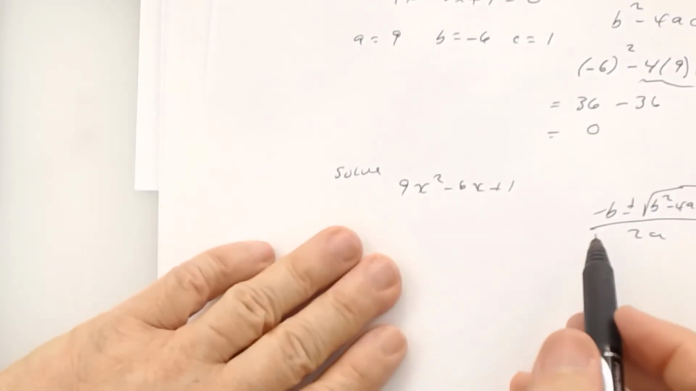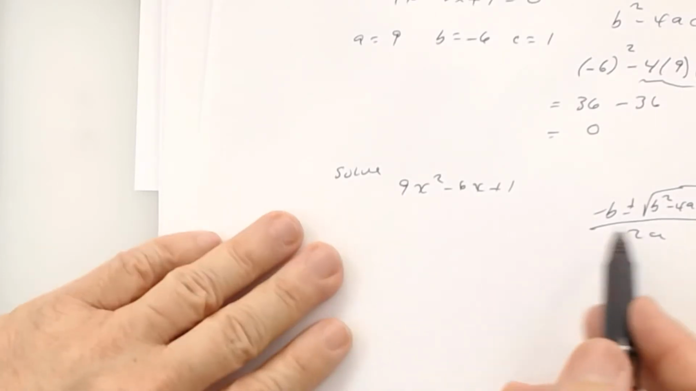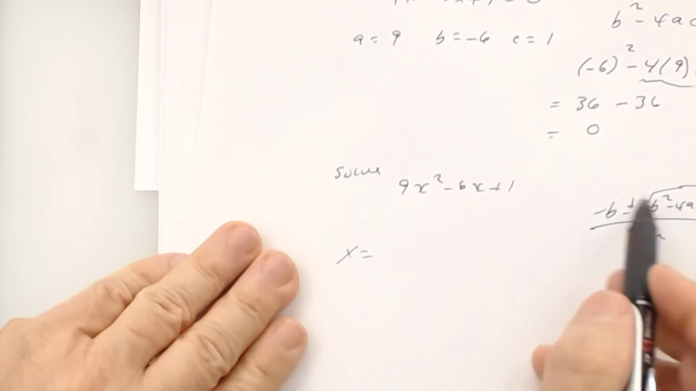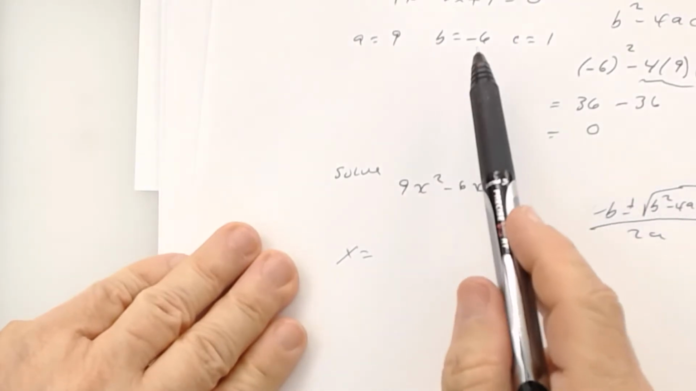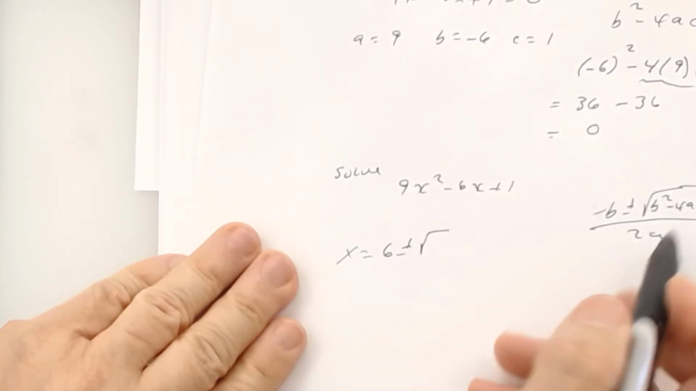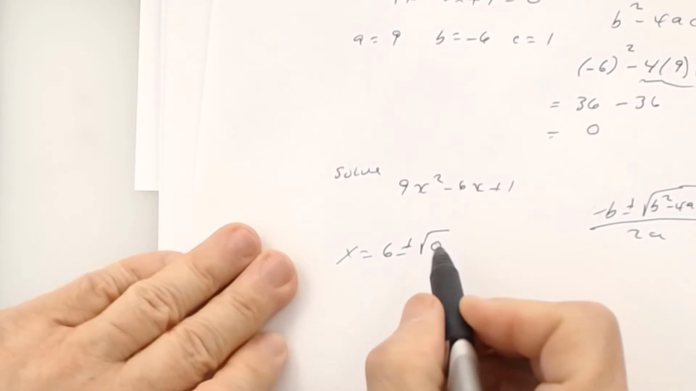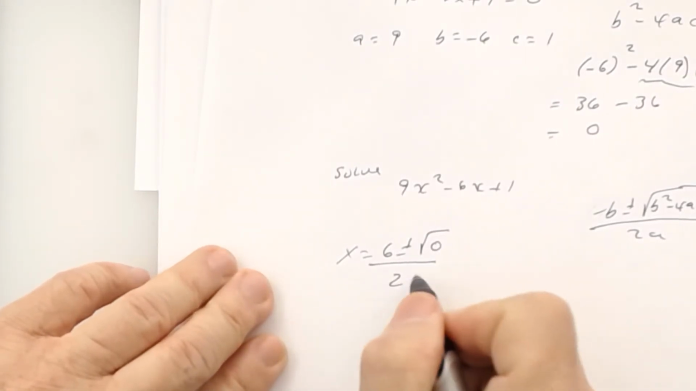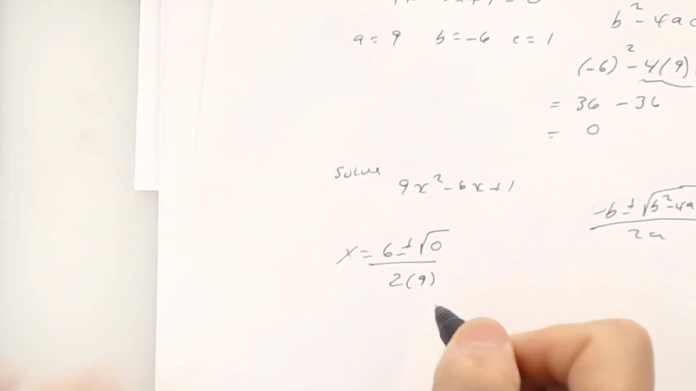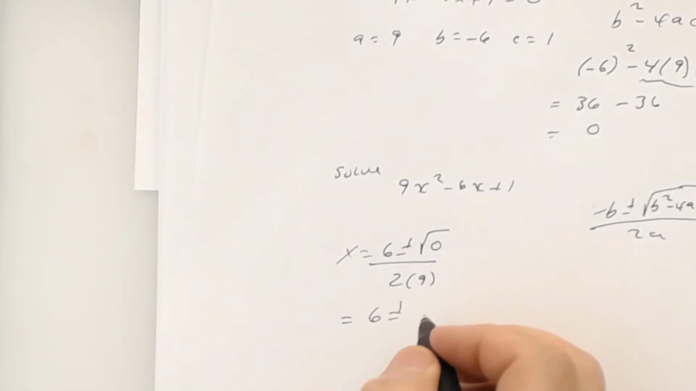All right, now save yourself some steps because we already found most of what we need. So x equals the opposite of b. What's b in this case? What's the opposite of that? 6. Plus or minus the square root of... I already did all this, right? What is the discriminant? 0. All over what? 2 times 9? So that's 6 plus or minus, what's the square root of 0?